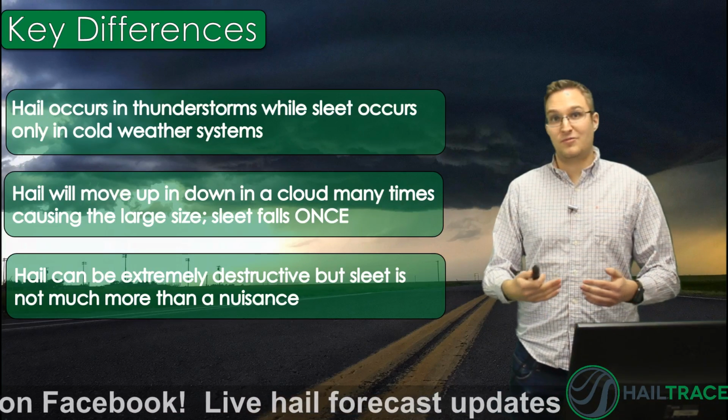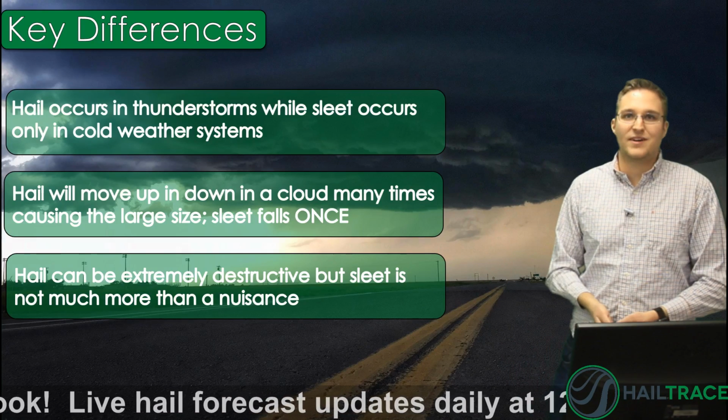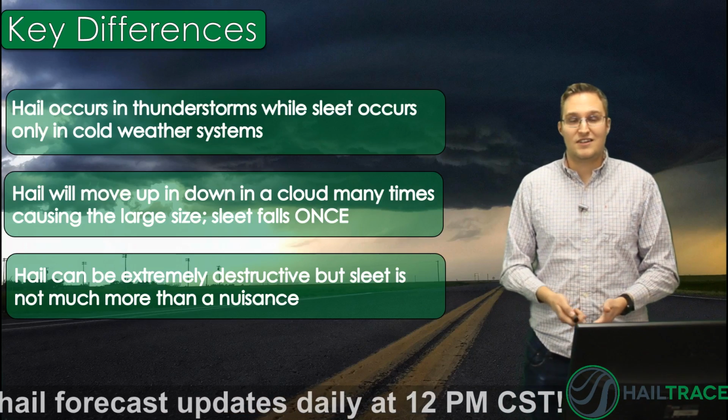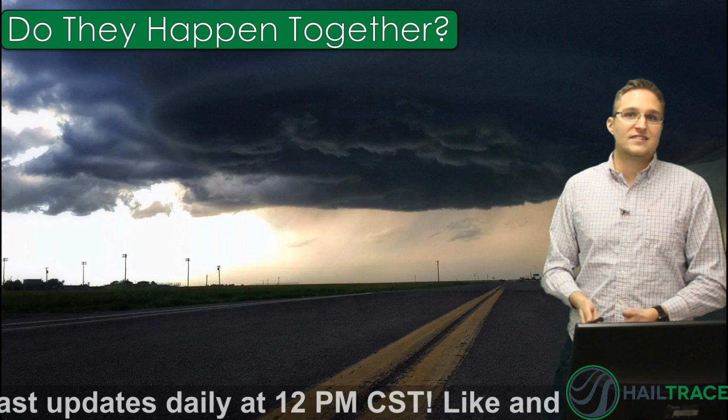It's really honestly just kind of a nuisance. In terms of when you want a big ice storm, sleet kind of ruins the party because all it does is get in the way. It's sort of heavy, hard to shovel. And that's really all sleet does. So now the big question is, do they ever happen together? Is there ever an instance of sleet and hail?